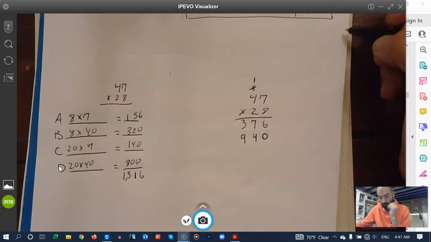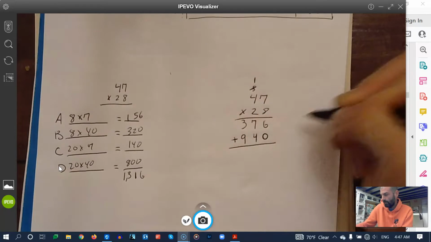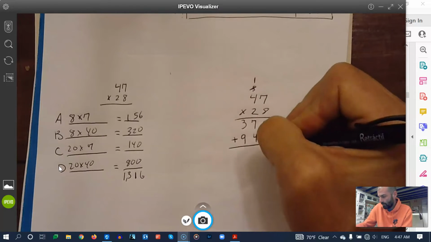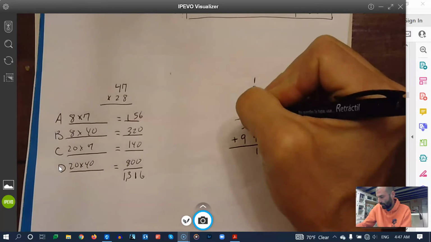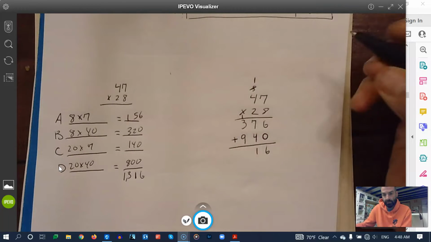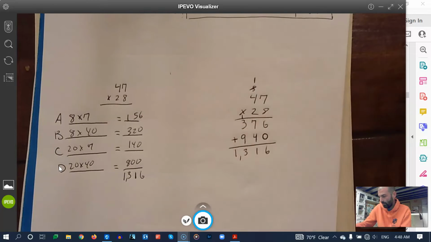So now I have these partial products. I need to add them together. And I have 6 plus 0 is 6. 7 plus 4 is 11. Carry the 1. 1 plus 3 is 4. Plus 9 is 13. And lo and behold, we have the same answer.